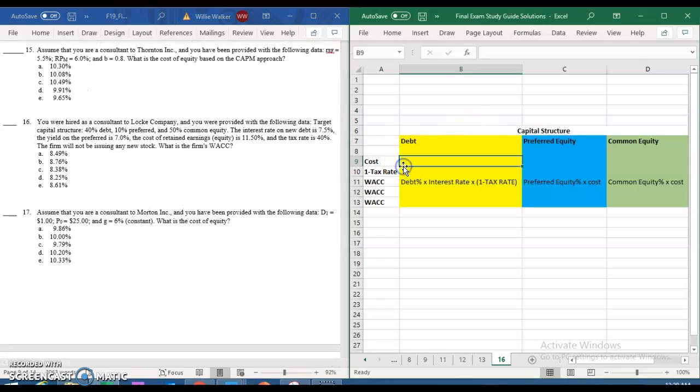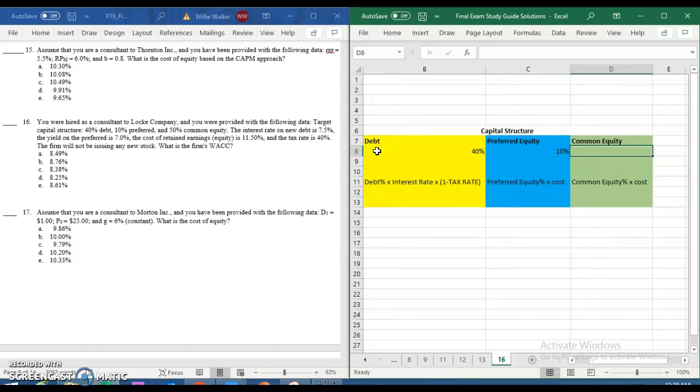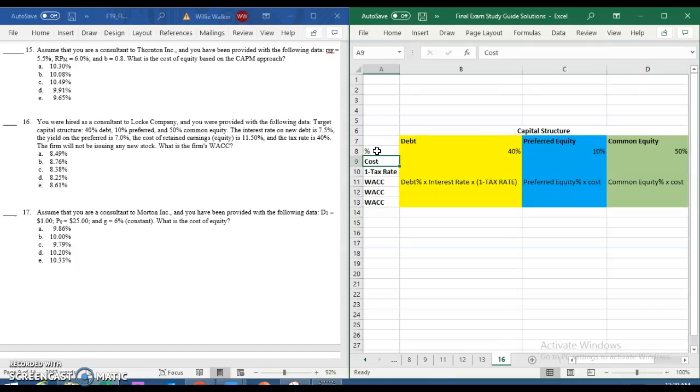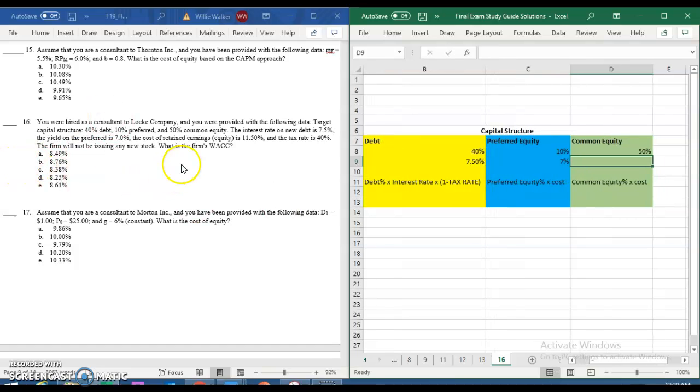Okay, the cost of debt. Let's start off with our percentage, actually. So for debt, 40%, preferred equity, 10%, common equity, 50%. Okay. The cost of debt, it says the interest rate on new debt is 7.5%. So 7.5%. Preferred equity, the yield on preferred is 7%. 7%. Common equity, which is our retained earnings equity, is given, and it's 11.5%.